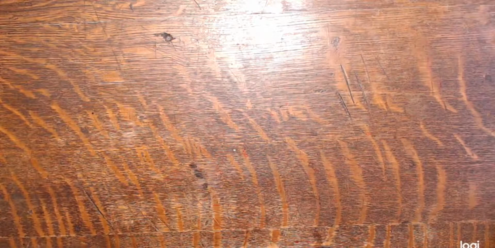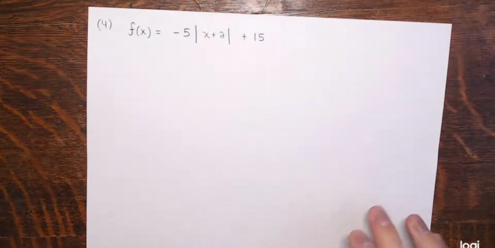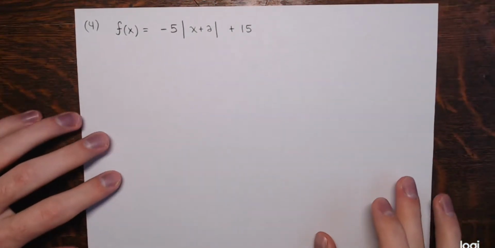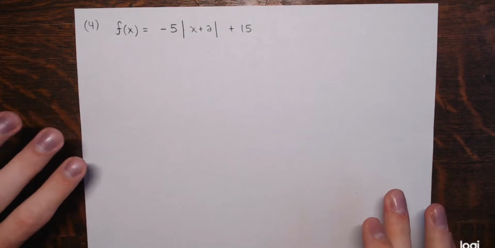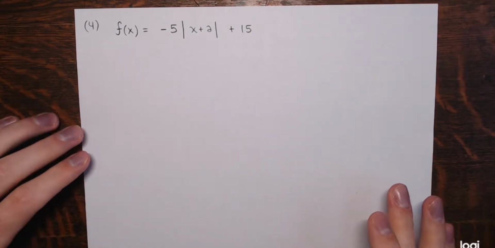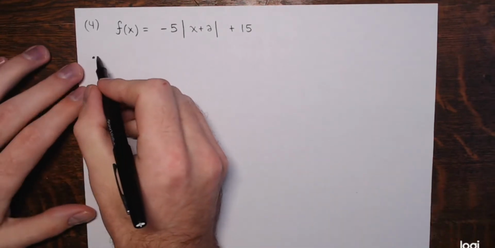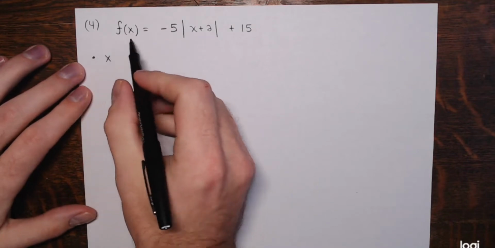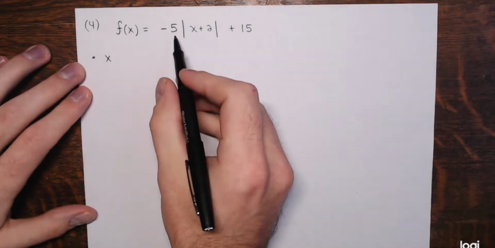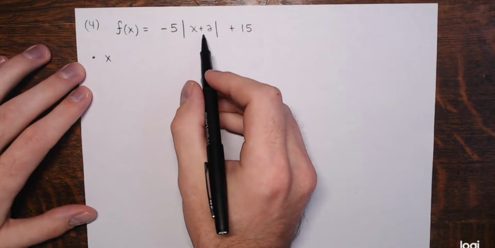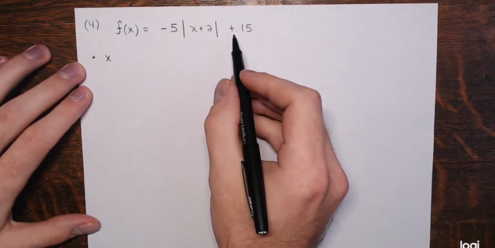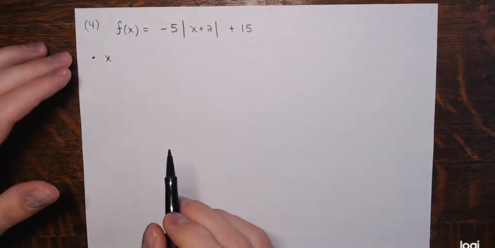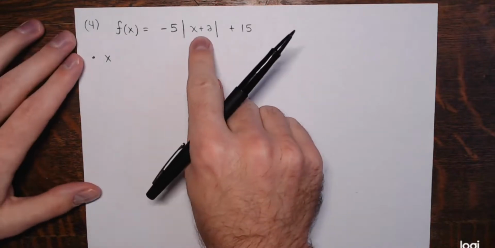So again, for the next example and all the rest of the examples, I'm doing the same thing as I did for example 3. So first we're finding the intercepts. Here we have f of x equals negative 5 times the absolute value of x plus 2, then plus 15 after. So first we'll do the intercepts.